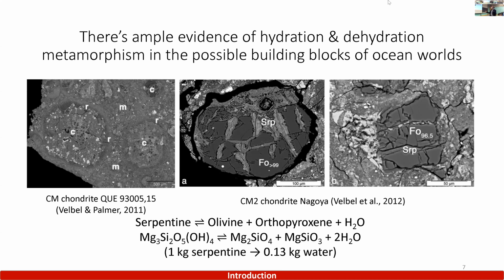I also forgot to mention that there's a lot of orthopyroxene as well, which again is a dehydrated silicate. So this reaction yields water. As I mentioned before, 1 kilogram of serpentine yields about 0.13 kilograms of water. So we think maybe this reaction might be happening early on in these bodies, such as Europa or Ceres.